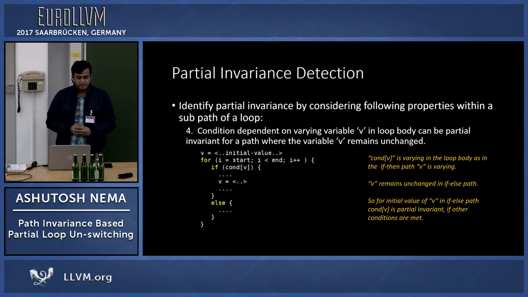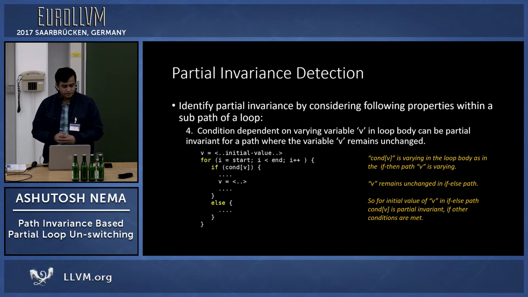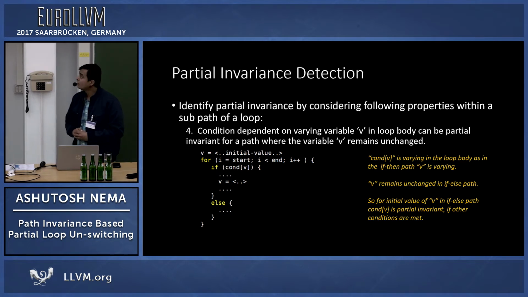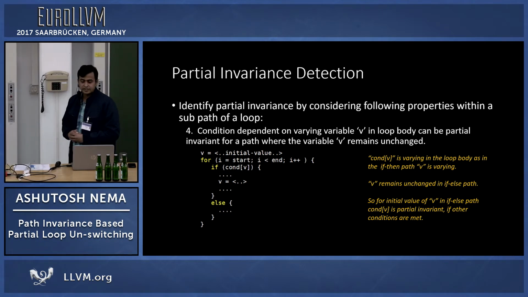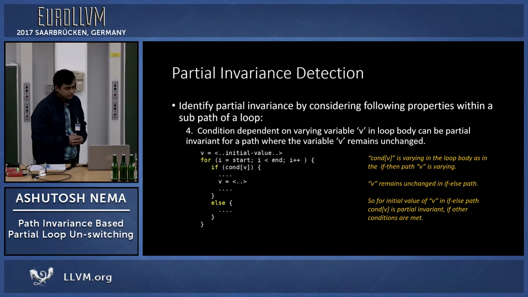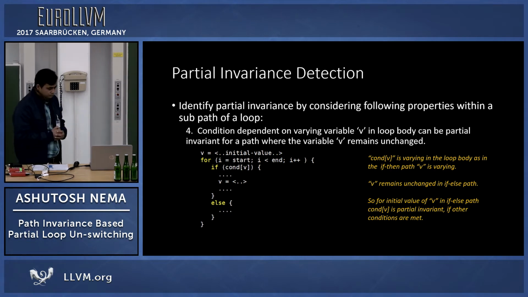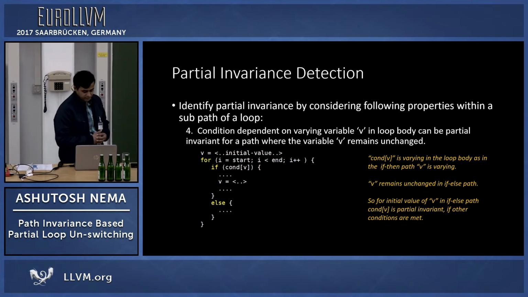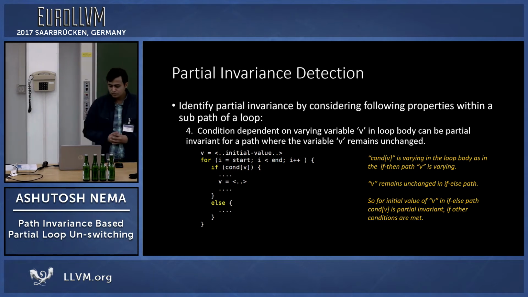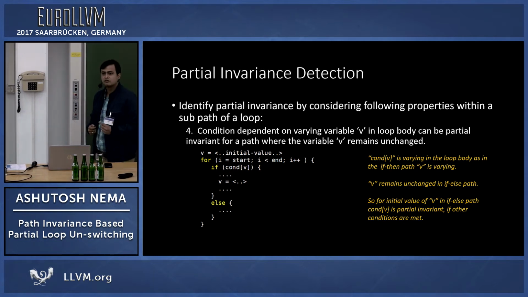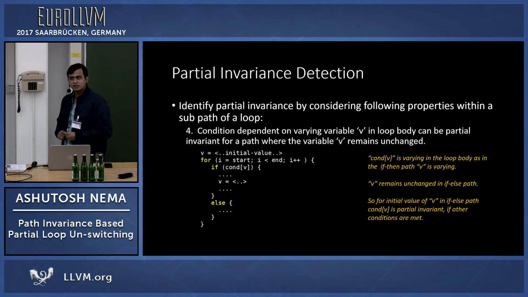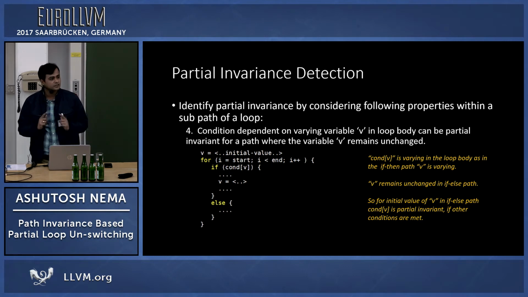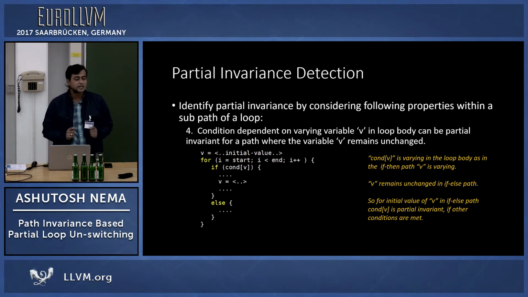A condition dependent on a varying variable in the loop body can be partially invariant for a path where the variable v remains unchanged. In this example, variable v is getting modified in the if-then clause, but it is not getting modified in the else clause. So it may be invariant in the else clause. One point to notice here is that in the first iteration of the loop, if the control goes to the else clause and v is not getting modified in the else clause, it will always execute the else clause. It will never execute the if-then clause because the condition is not changing.